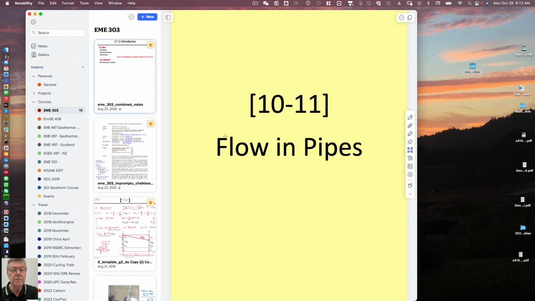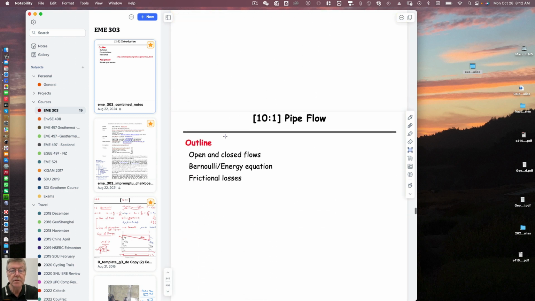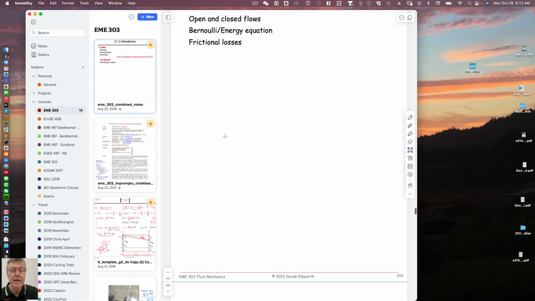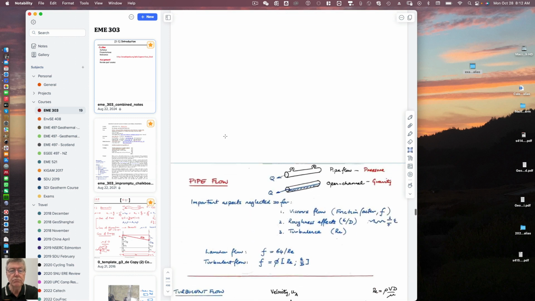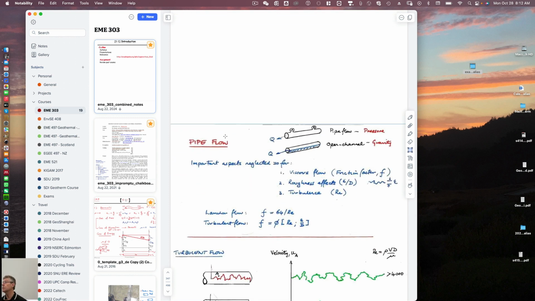So I thought we'd spend some time on flow in pipes today, but use it first to recap. Any other comments from what's going on? We have a good-sized class. I'm pleased. So we'll talk about pipe flow today, ultimately.